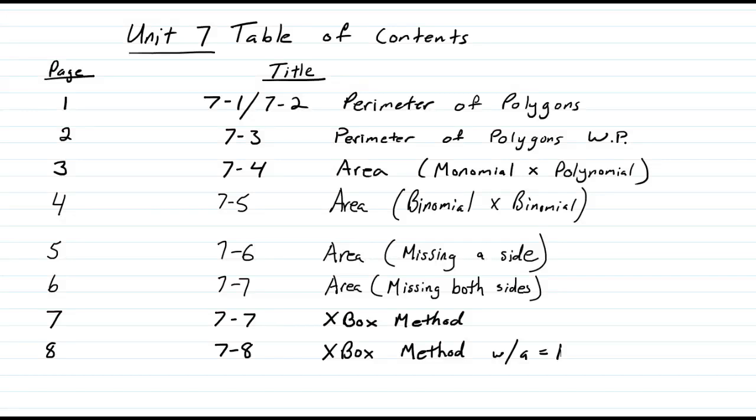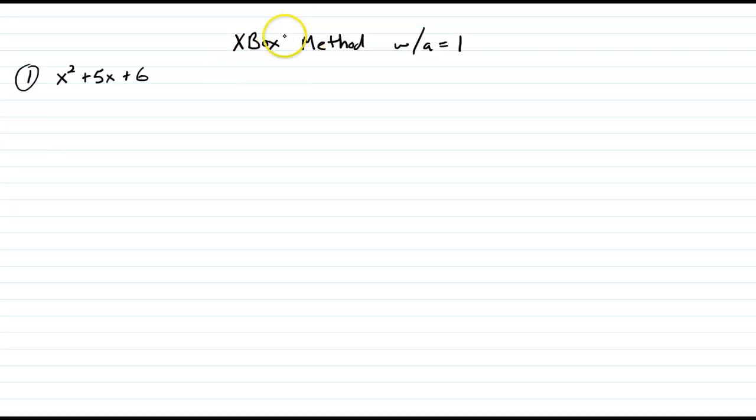Alright, we're going to continue today with the Xbox method with when our a is equal to 1. So please add this to your table of contents. Alright, so when we look at this problem, you'll notice that this first term, there's no number in front. And so when there's no number, it's actually a 1. And that's what this means, when a is equal to 1.